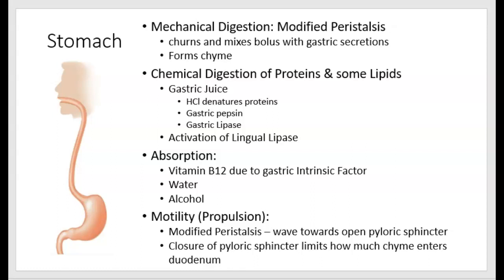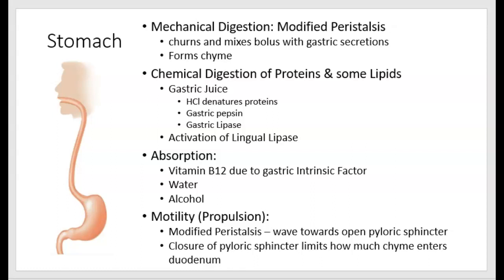In the wall of the stomach, some of the enterocytes produce intrinsic factor present in gastric juice, and that helps the stomach absorb vitamin B12, but mainly it's water and alcohol that's absorbed.